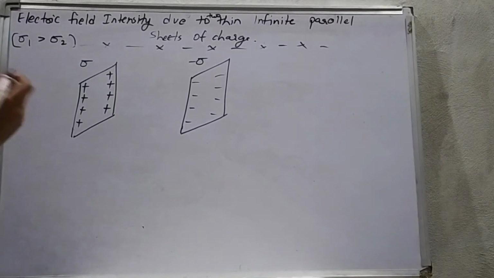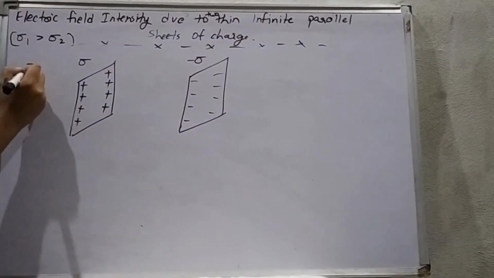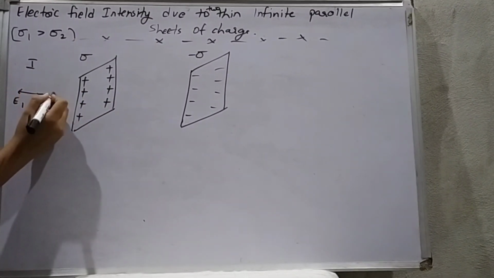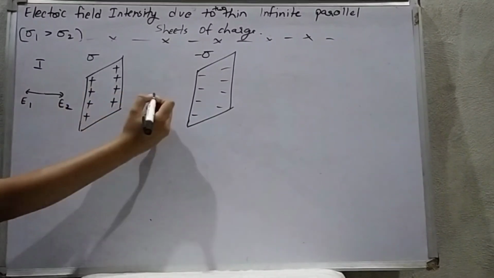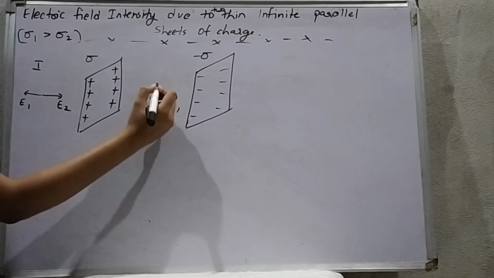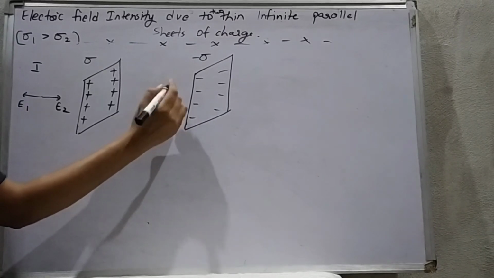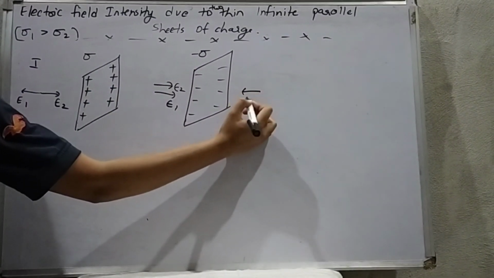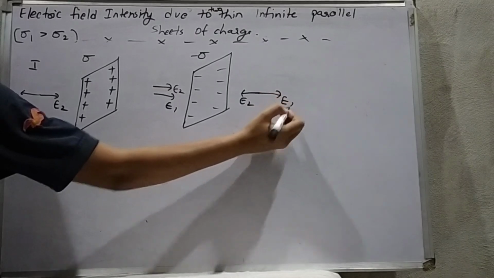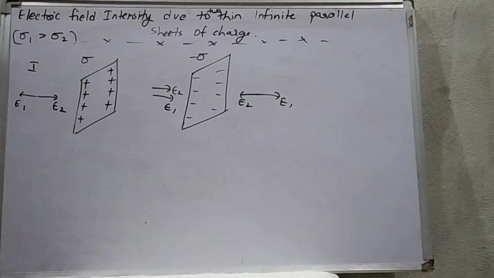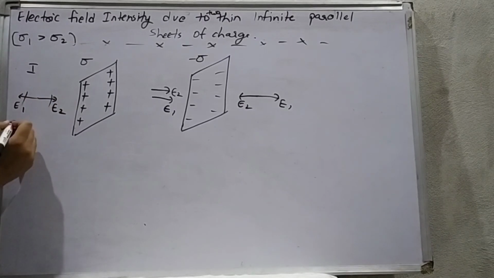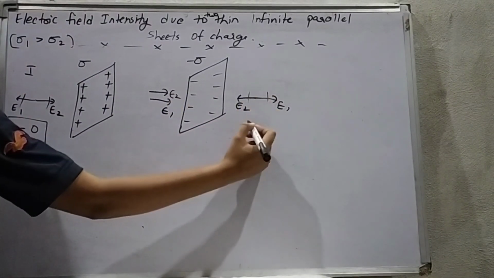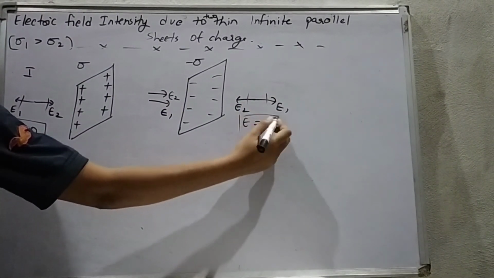Now the electric field at the first surface due to this positive sheet will be outward, E1, and due to this negative sheet will be inward, E2. And the same here: it will be inward due to the negative and outward due to the positive. Since they have the same surface charge density, they will cancel each other out. So the net electric field at the first surface will be equal to 0. Similarly here they will cancel each other out, so the net electric field here will also be 0.